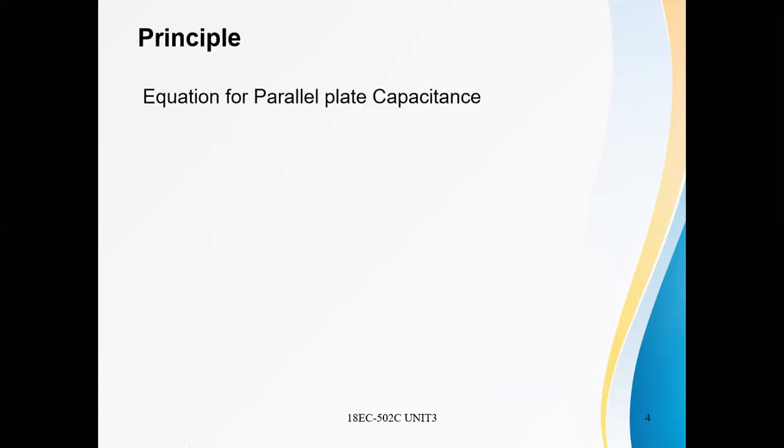What is the principle of this capacitive transducer? We know that the parallel plate capacitance is equal to epsilon into A by D. C is equal to epsilon A by D. What is a capacitor? A capacitor is two parallel plates with a medium placed in between, and the capacitance is measured. What is the formula for capacitance? C equals epsilon A by D. See, what is epsilon?